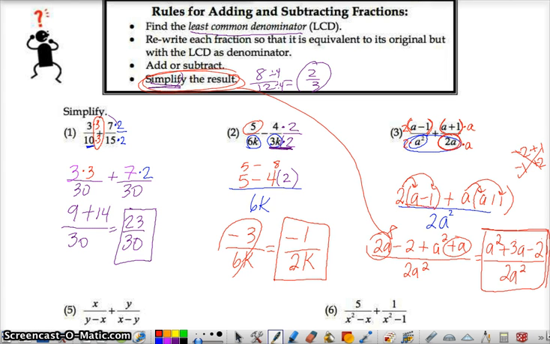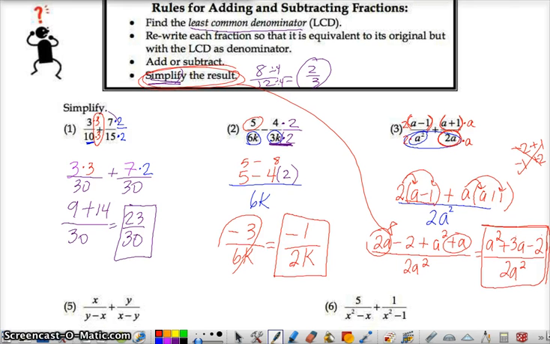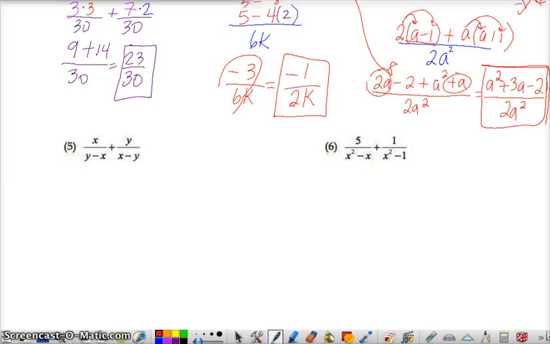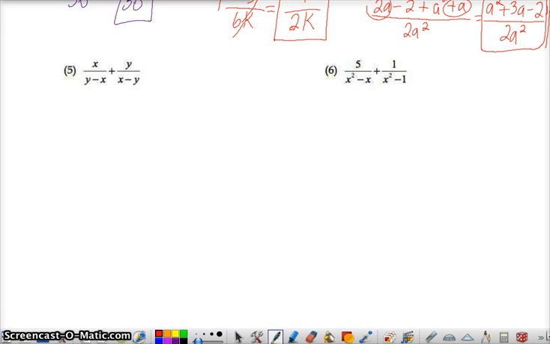So those are all the ones where we didn't have to do any factoring in order to get the common denominator. Now we're going to move on to ones that are a little more complicated, where we're going to have to factor the polynomial in the denominator first, and then get a common denominator based on factoring.